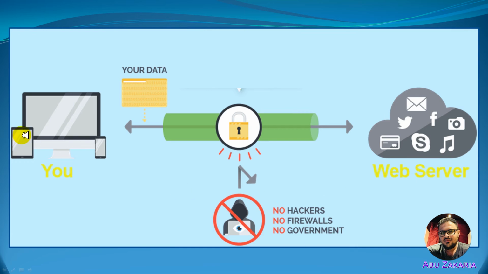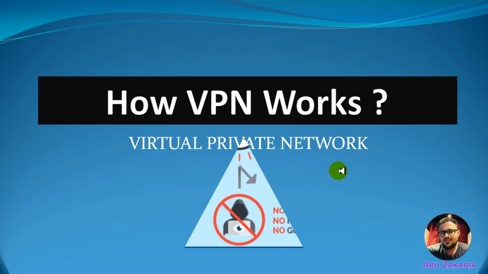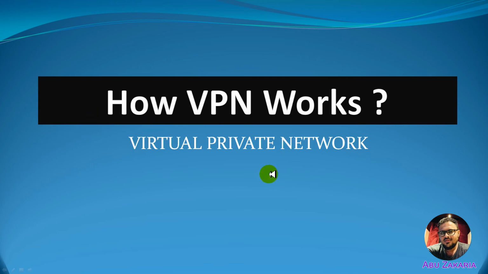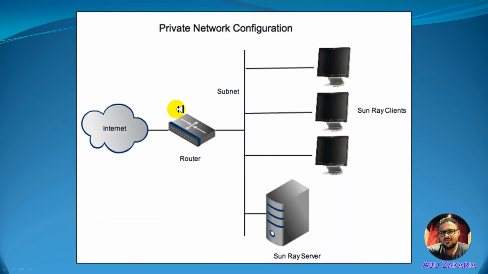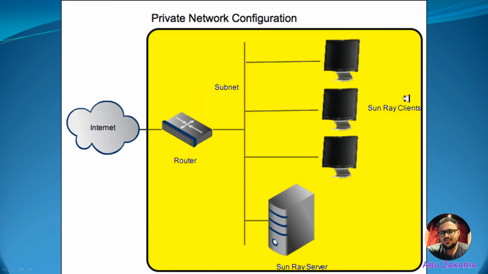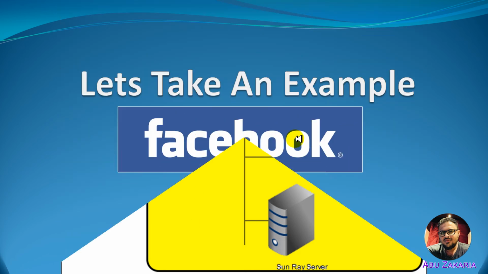So what you can do is, if this is encrypted, then nobody can track you. Nobody can understand what you're actually looking for or what you're doing. In this case, the VPN helps. As I told you, VPN stands for Virtual Private Network. You have a router, and a few computers and mobiles are connected to this router, which is connected to the internet. This network is called a private network. The yellow part is the private network.